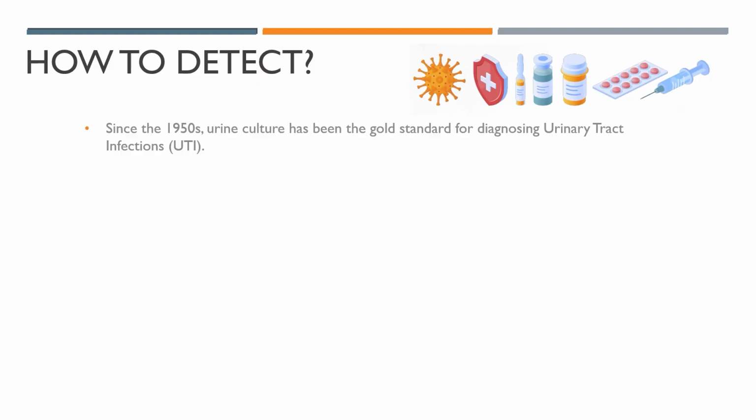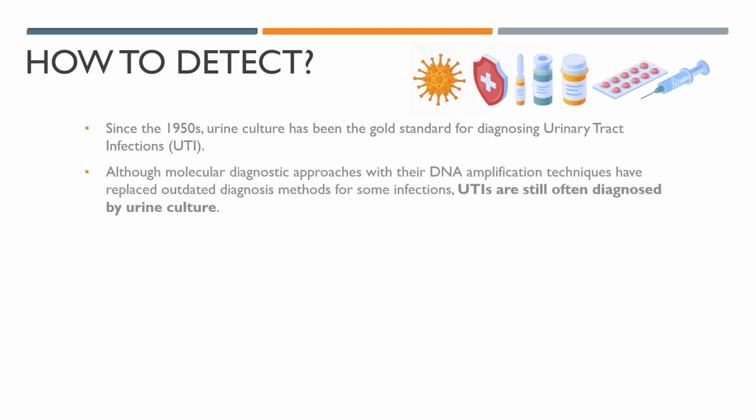Ways to detect UTI. Since the 1950s, urine culture has been the gold standard for diagnosing UTIs. Although molecular diagnostic approaches using DNA amplification techniques have replaced these outdated techniques, UTIs are often still diagnosed using urine culture.